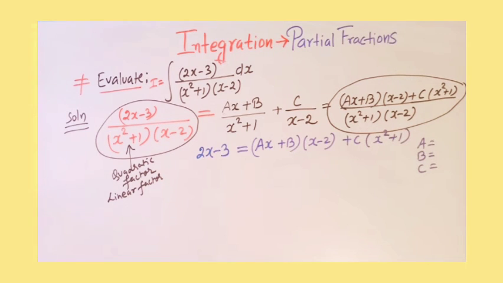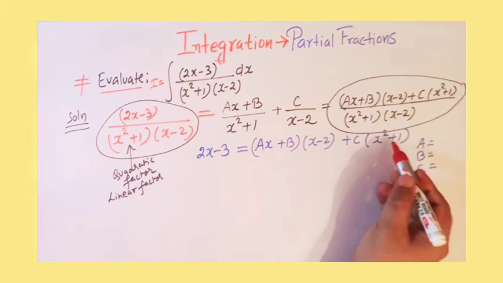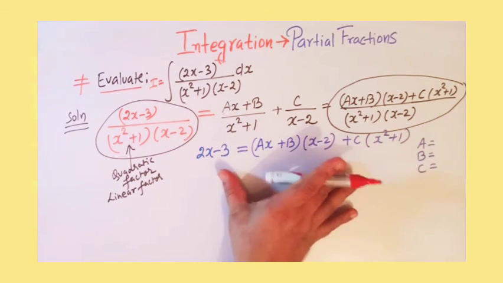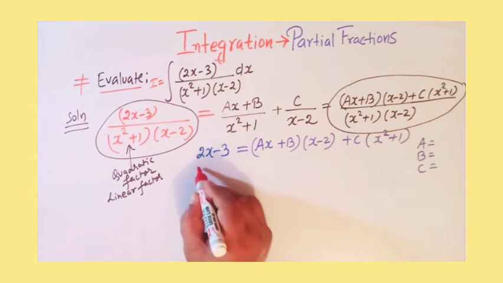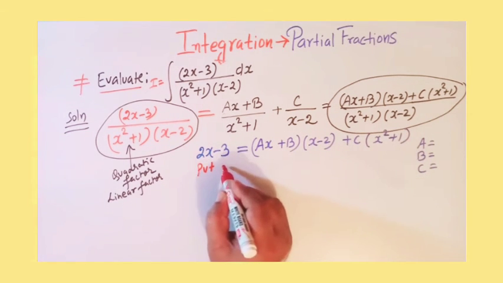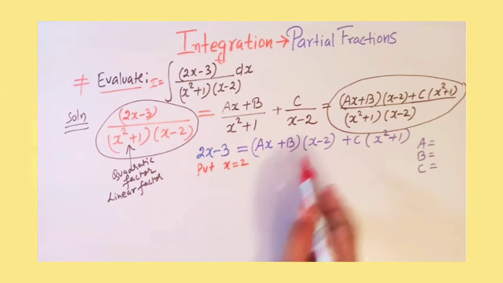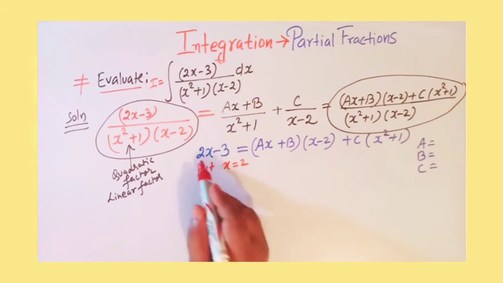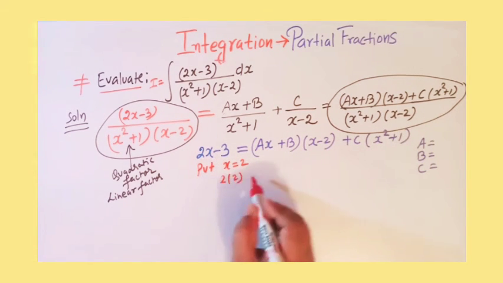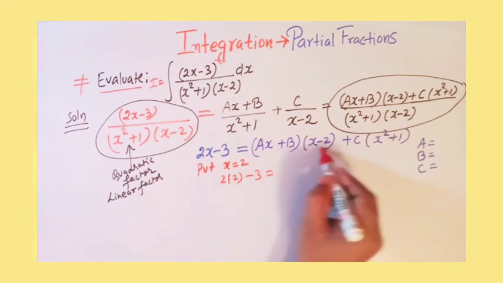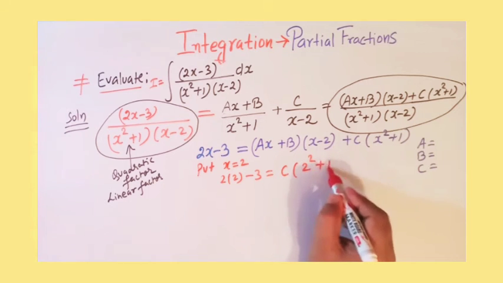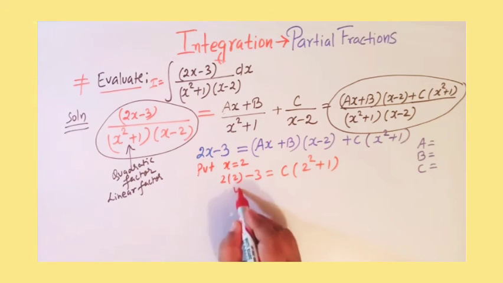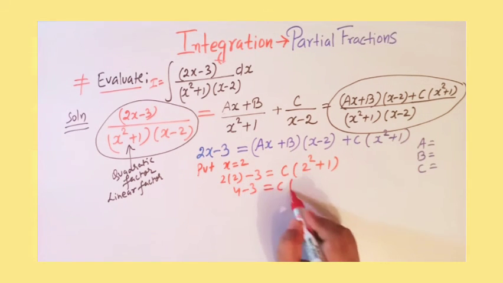Clear? So we will again take this expression as an identity, and first we will substitute x is equal to 2. So this term will become 0, and we have 2 times 2 minus 3, and here we have c times (2 square plus 1). So this is 4 minus 3, and here we have 5.